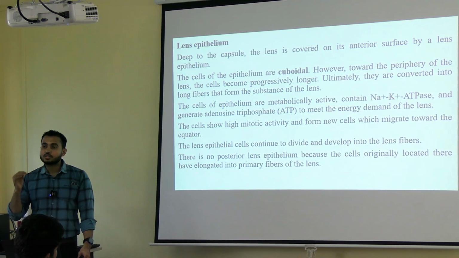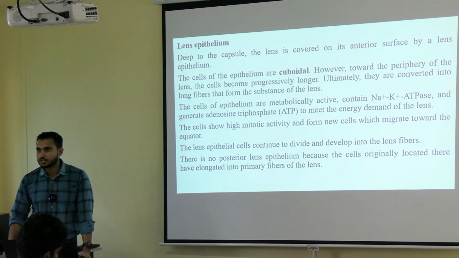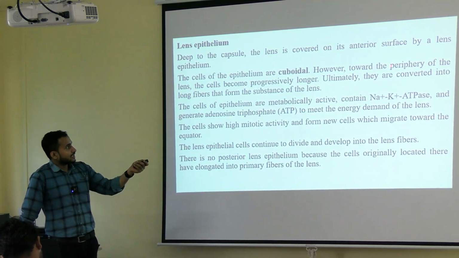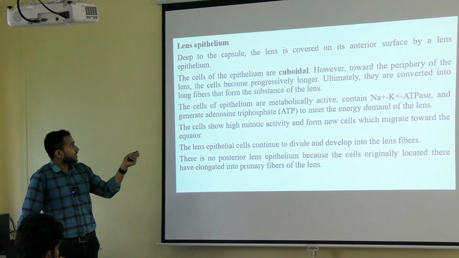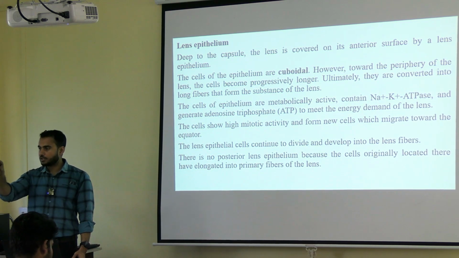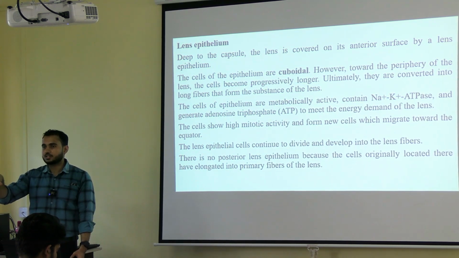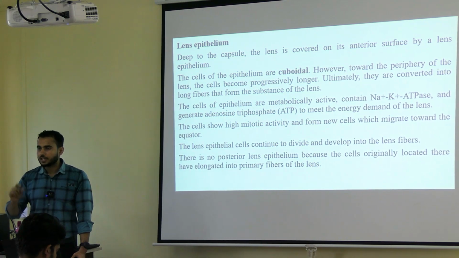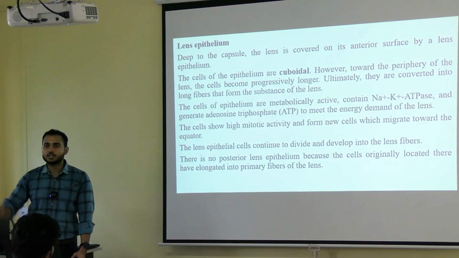Next, if you see the lens epithelium, which type of cells are these? Simple cuboidal epithelium. Now, when these cells go towards the periphery, they become progressively longer. Ultimately, they are converted into lens fibers, which make the substance of the lens. So from the anterior aspect, when it goes towards the periphery on both sides, the length of the cell increases. In general, it is simple cuboidal epithelium, and gradually the length increases.